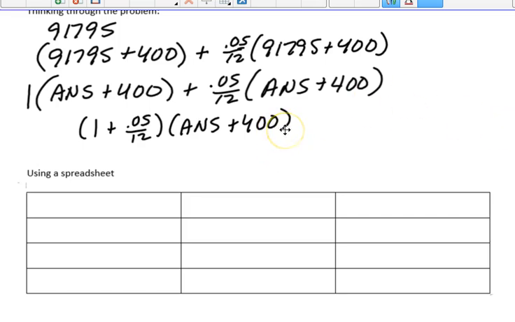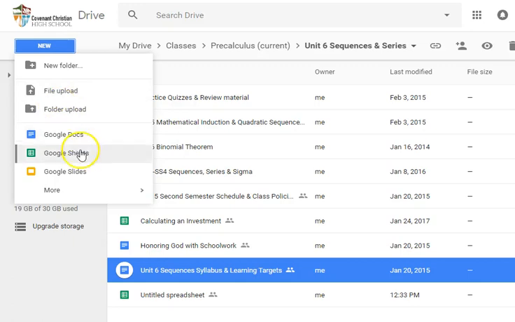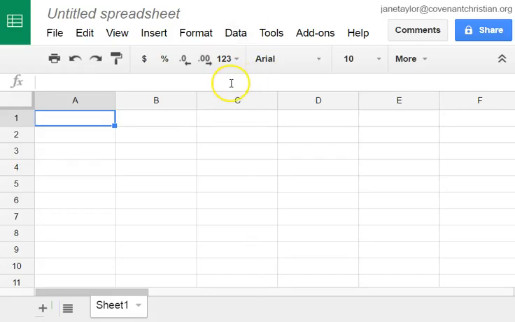So I'm going to open up a Google spreadsheet. Okay, this is a Google sheet. So if you go into Google Drive and then you go to new, and then open up a Google sheet. So that's what I did. So in a spreadsheet, I'm going to put in my initial amount here, 91795. Now the way recursion works in a spreadsheet is that I'm going to refer back to a previous cell in the spreadsheet. So this is cell A1.